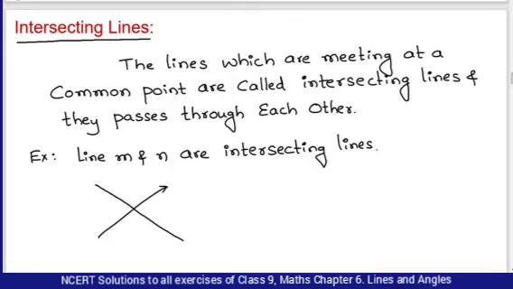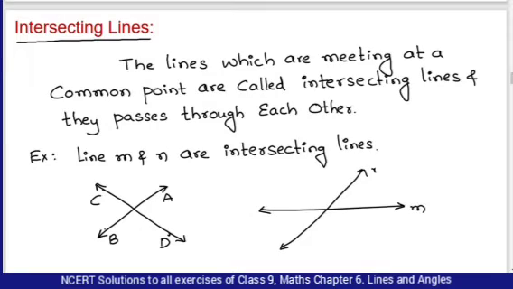I will draw the line AB and CD, also intersecting lines. Say this is a line AB and this is a line CD. Both the lines are intersecting lines. Again I will draw here line M and N. These are also intersecting lines.